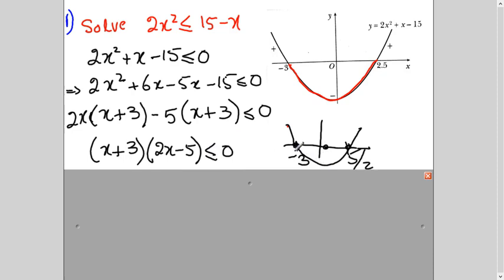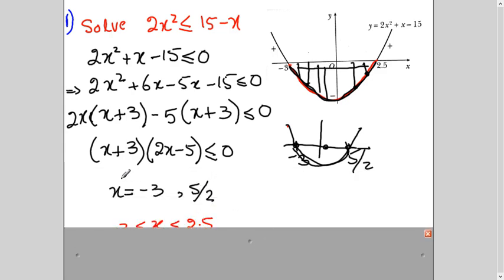Less than or equal to 0 means this part of the curve, right? This part of the curve. So what are the values of x on this part of the curve? If I ask you to check, you will check like this. If I ask you what is the value of x here, you will check like this. So basically these are the values of x, starting from -3, ending at 2.5.